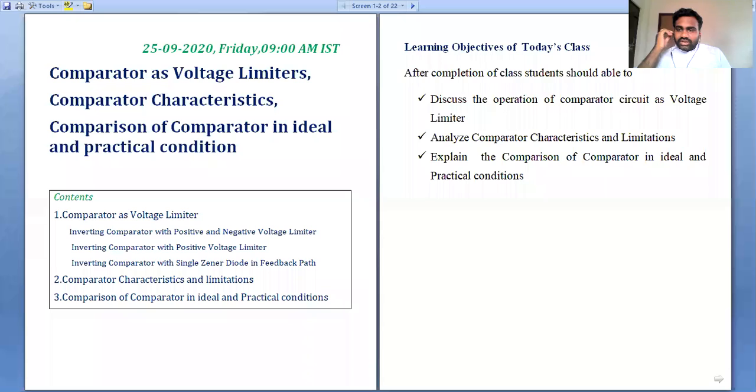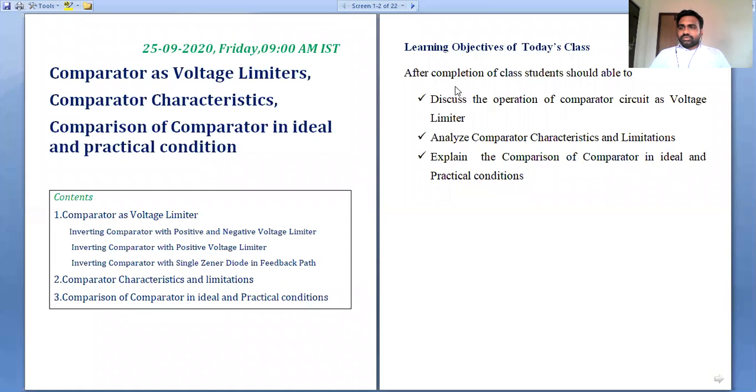So what is the classification of comparator? Depending upon the input voltage connection and the reference voltage connection, if we connect the input voltage to the non-inverting terminal of the operational amplifier, that is a positive comparator or non-inverting type comparator. If we connect the input voltage to the negative terminal of the comparator, it is an inverting comparator or negative comparator.